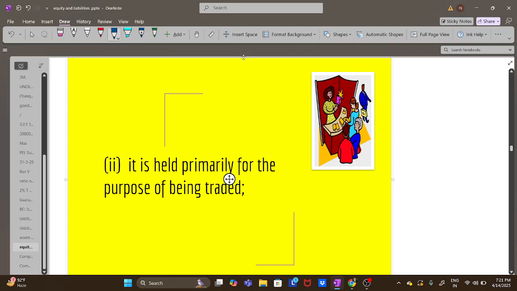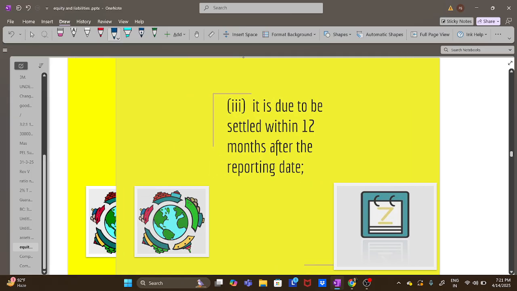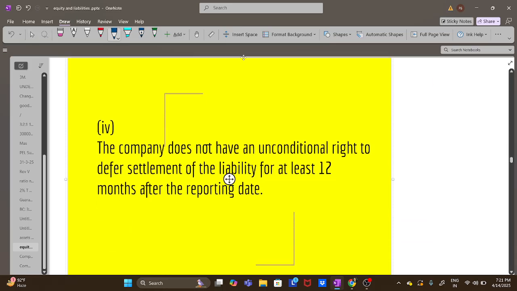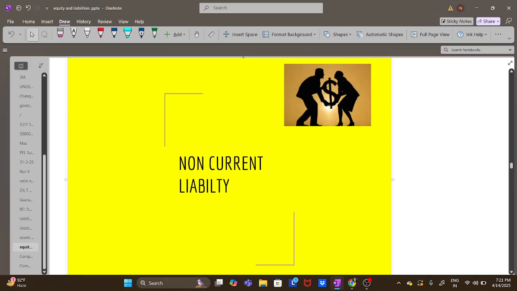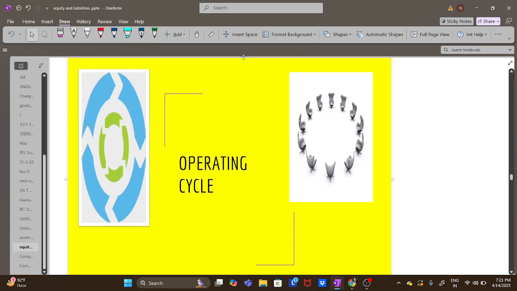I'll just explain you the meaning of operating cycle. It is for the purpose of buying and selling. It is to be paid within 12 months. This is same as what we were doing earlier, payable in 12 months. Second, does not have any unconditional right to defer this settlement beyond 12 months. It has to be paid in 12 months. You cannot postpone it further. So non-current liability is something which is not your current liability.